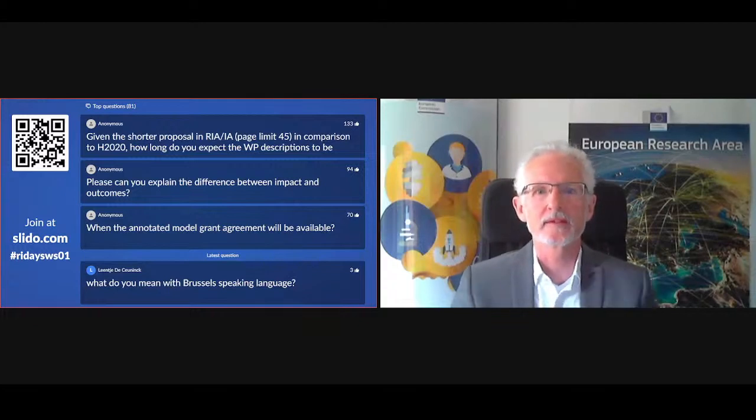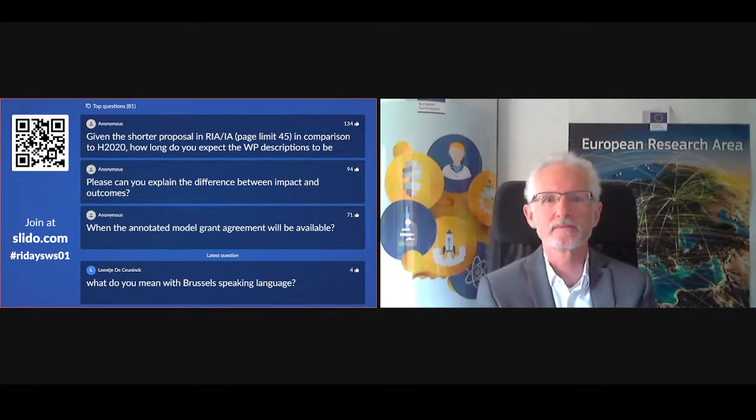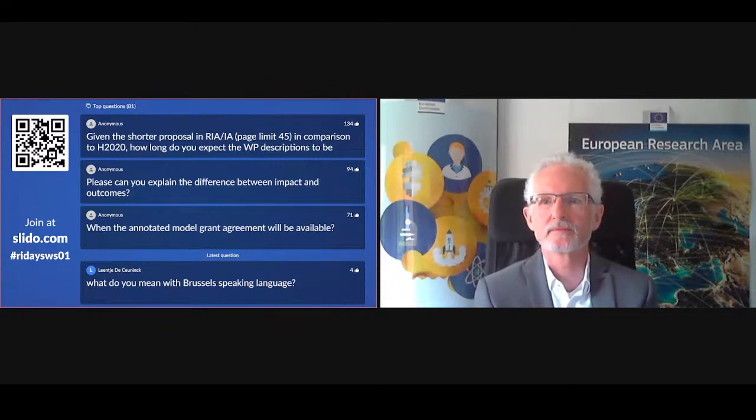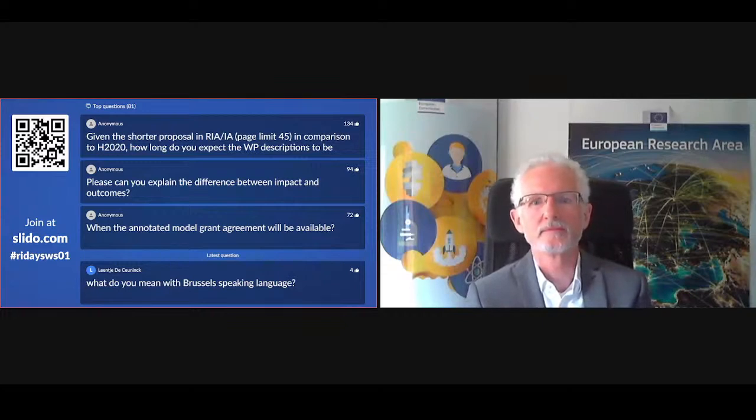Yes, very shortly. So in the proposal template, we have an indicative page number per section, so you can follow this. But you also need to take into account that many topics now that are being open have an exception in this page limit. So we have already taken into account areas in which we have big consortia, and then the page limit is a bit larger. So you need to check your topic description.